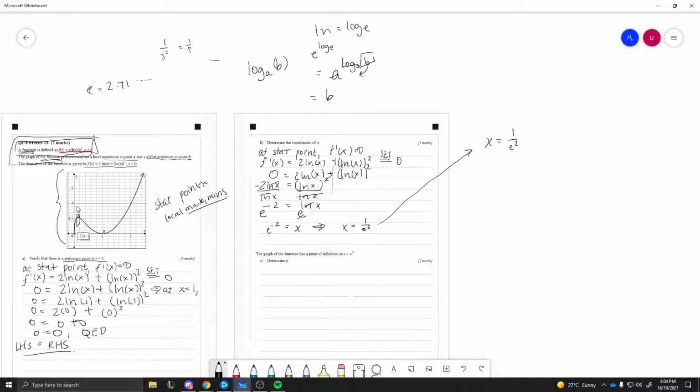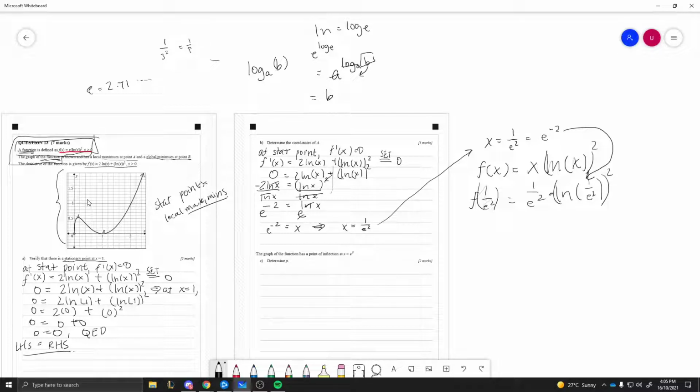So if we go here, because this is the function of this, we'd go f of x equals, what is it? X ln x squared. And now we would just put this into it. F of 1 over e squared, let's put that in brackets, is equal to 1 over e squared multiplied by ln of 1 over e squared, squared. Now, let's make this go back to the other form, because this is equal to e to the negative 2 as well. So let's just put e to the negative 2 into here.